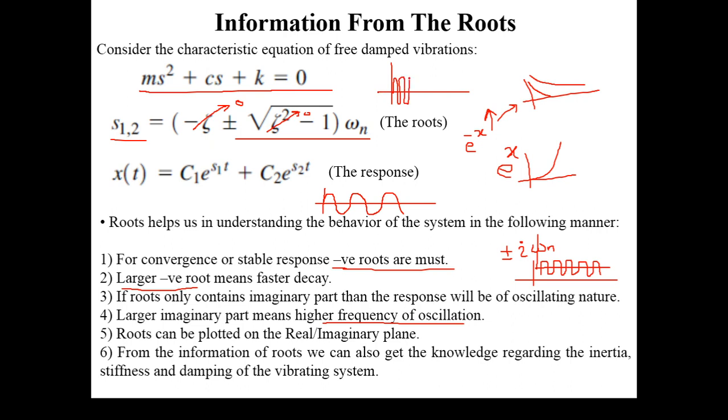So the spaces between these oscillating responses will be very narrow, and this means that this kind of response has a higher natural frequency, a higher frequency of oscillation, whereas in this case the natural frequency, or the frequency of oscillations, is small. So a larger imaginary part means a higher frequency of oscillation.